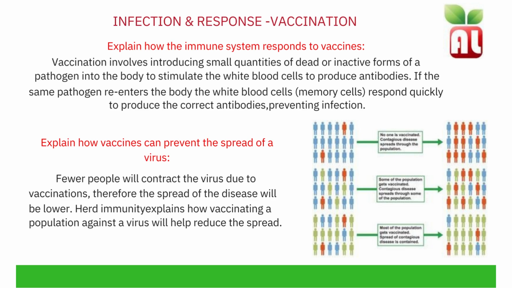Vaccines prevent the spread of an infection. If a greater number of the population are vaccinated against a disease, fewer people will contract the virus. Therefore, the spread of the disease will be lower. This is known as herd immunity, where you vaccinate a population against a virus to help reduce the spread.